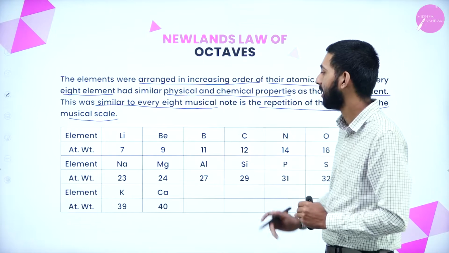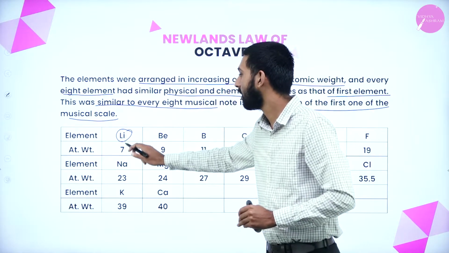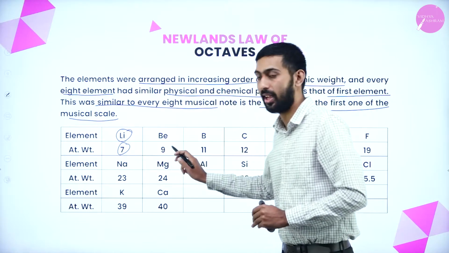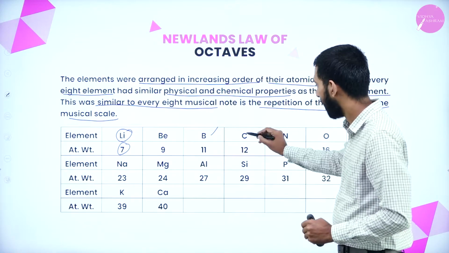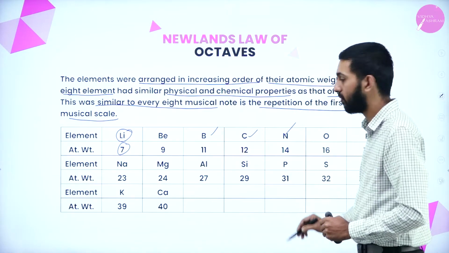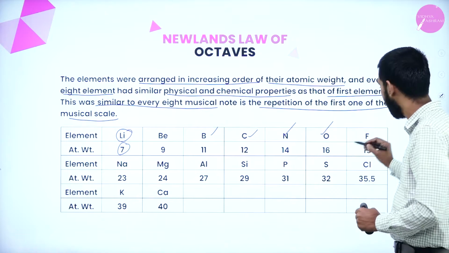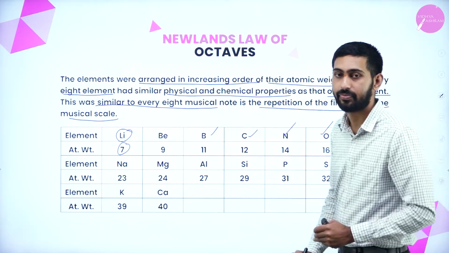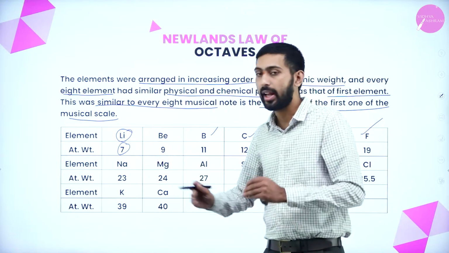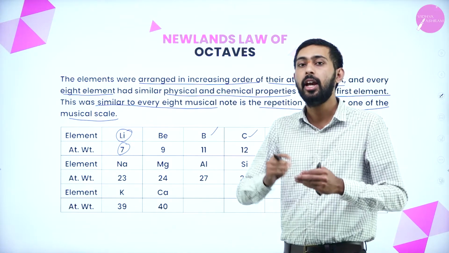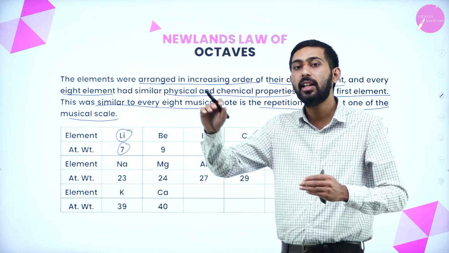So now let us see here. Lithium's atomic weight is 7. Beryllium is 9. Boron is 11. Carbon is 12. Nitrogen is 14. Oxygen is 16. And fluorine is 19. So they have arranged the elements according to their atomic weight in increasing order.